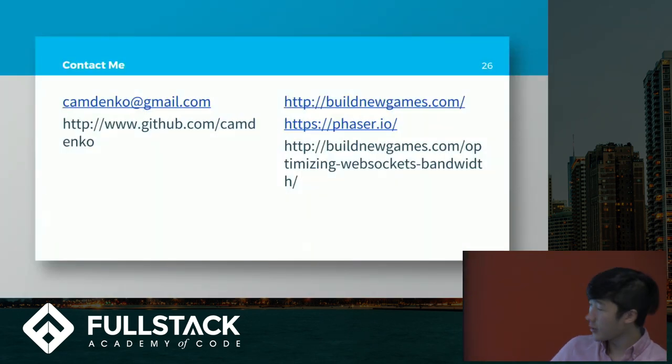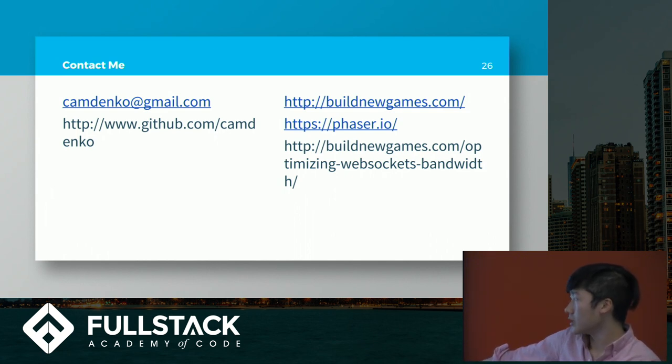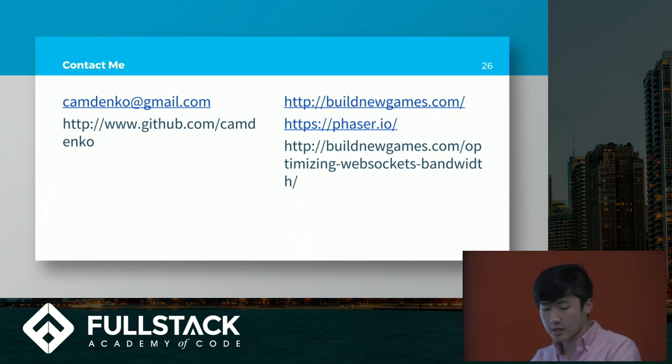So here's some other information. Here's my stuff on the left, and then here's some resources on the right. BuildNewGames.com is a great blog that has a bunch of different information about making HTML5 games. Phaser.io is a framework for building games. And then here's one that goes really into the nitty-gritty about optimizing your WebSockets. So definitely check this out if you want more information. All right.